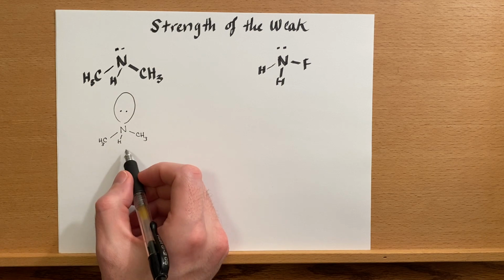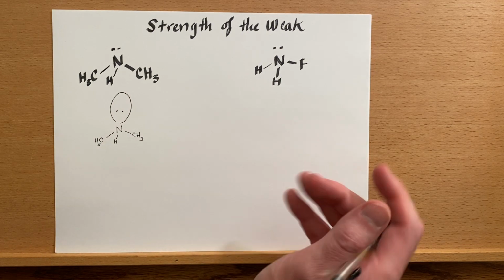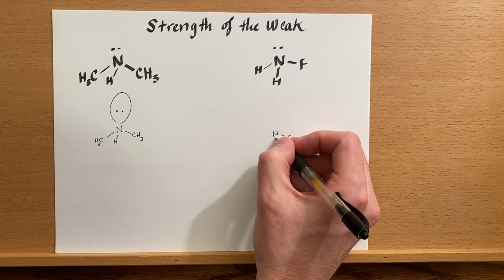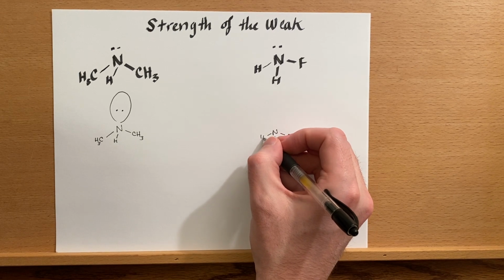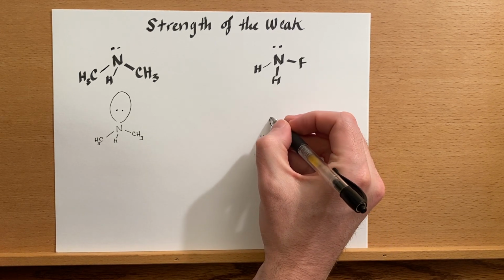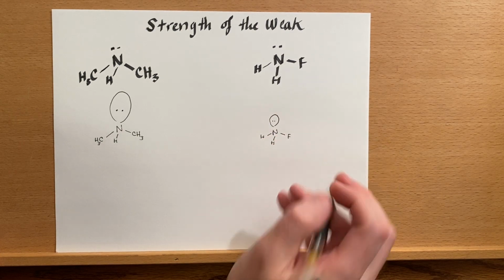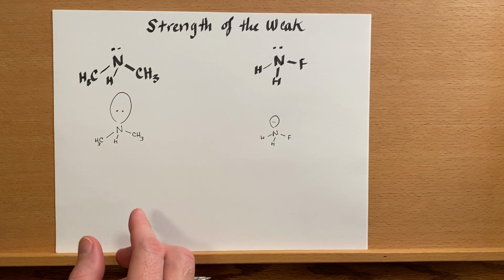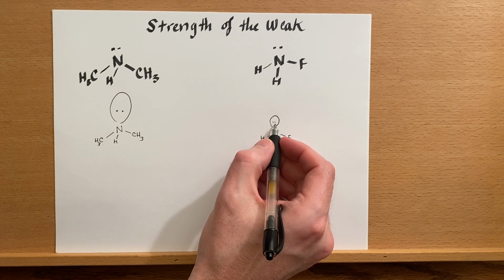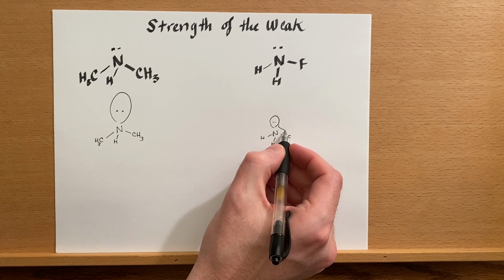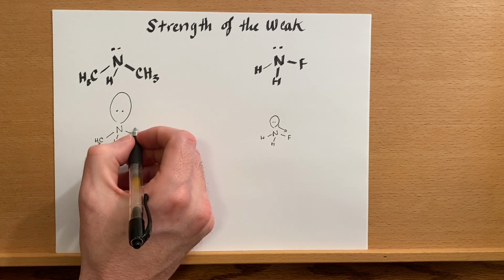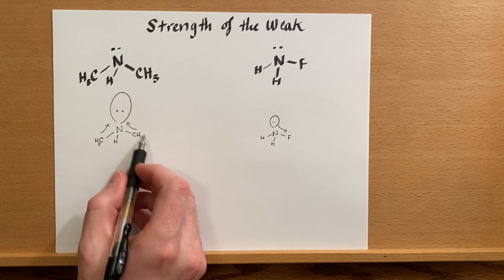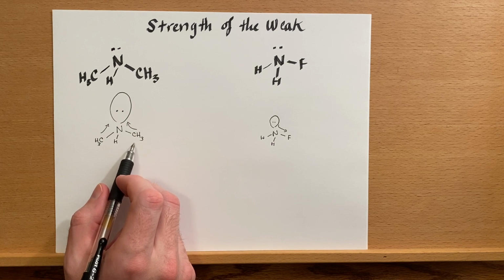Here we've drawn the electron pair. And then over here, let's do the same thing. But now we have a fluorine on the nitrogen. And in that case, the electron pair will be much smaller. The orbital will be a lot smaller. Why? Because, again, the electron density is being pulled towards the fluorine. Whereas in this case, electron density is being fed in from these electron donating groups.